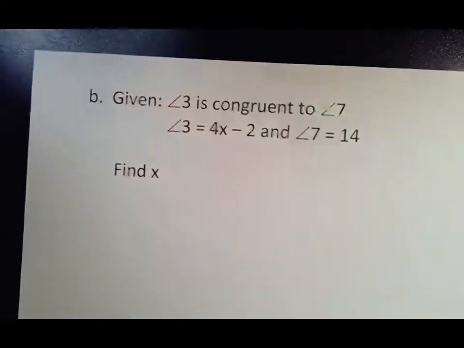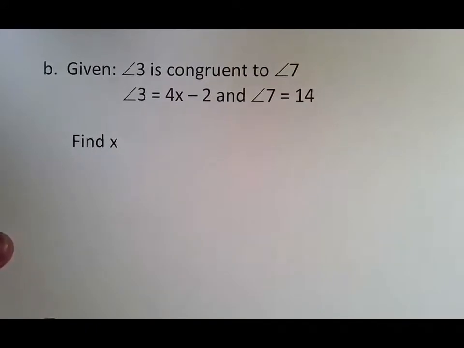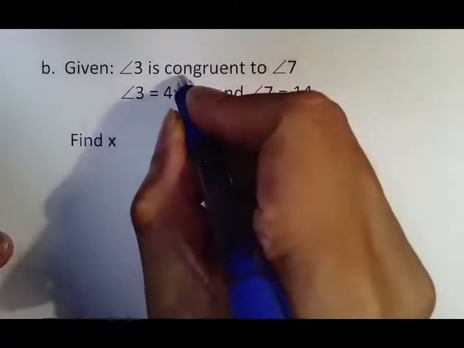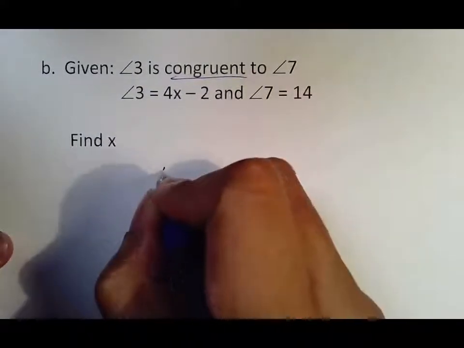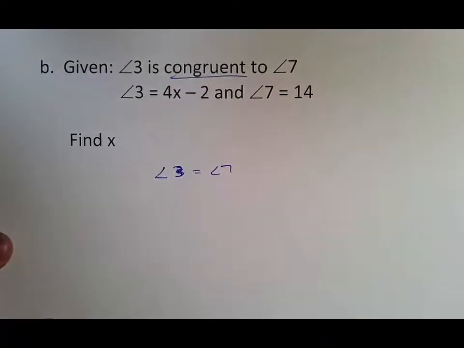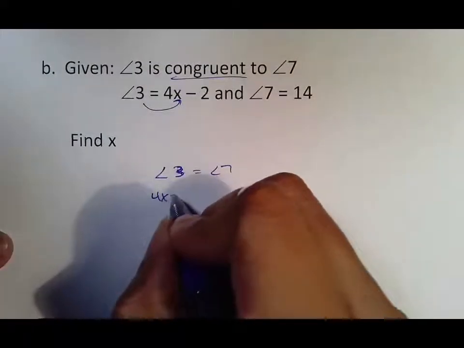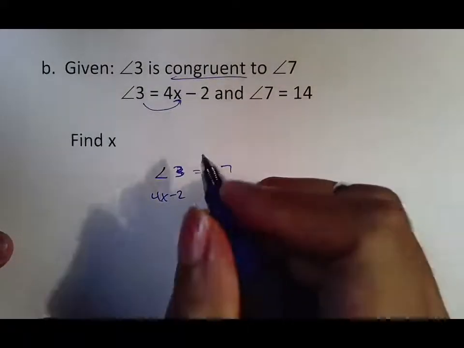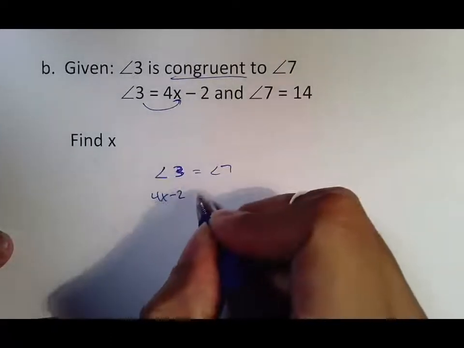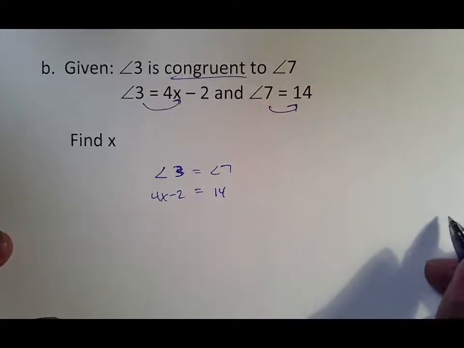So copy this next one, because I believe there's space on your paper for this. It starts out saying angle 3 is congruent to angle 7. Angle 3 is equal to 4x minus 2. Angle 7 is equal to 14. The first thing I recognize is angle 3 is congruent to angle 7. So my first thing should be that angle 3 equals angle 7, because that's what congruent means. The second thing you will do is convert angle 3 to be 4x minus 2. Again, that's angle 3 equals angle 7, which is 14, because that's what you can substitute angle 7 for.